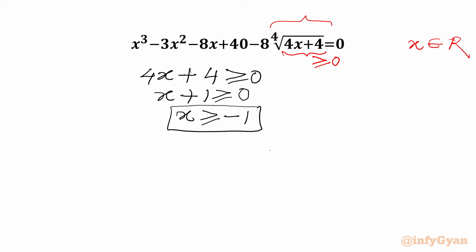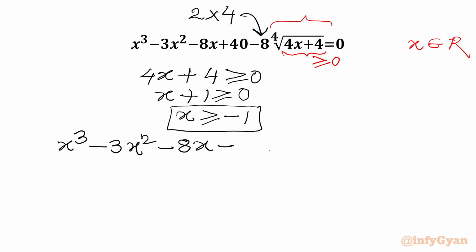Now we will factor 8. We will factor 8 as 2 times 4. So let me write our equation. x cube minus 3x square minus 8x plus 40 minus 2 times 4. 2 can be written as the 4th root of 16. So let me write 4 times the 4th root of 16. The 4th root of 16 is 2. 4 times 2 is 8.